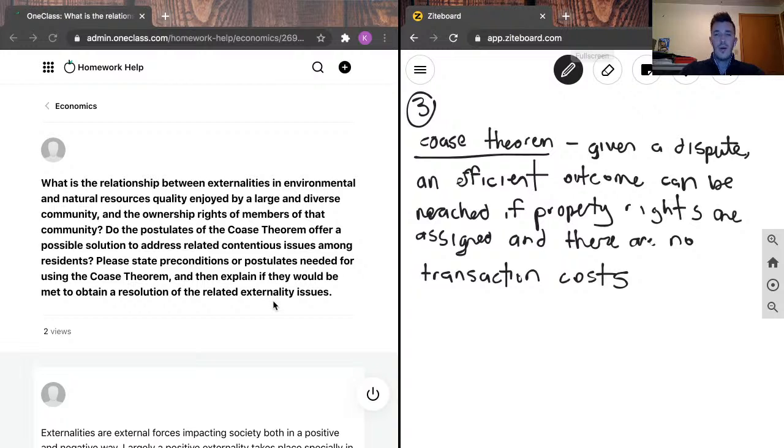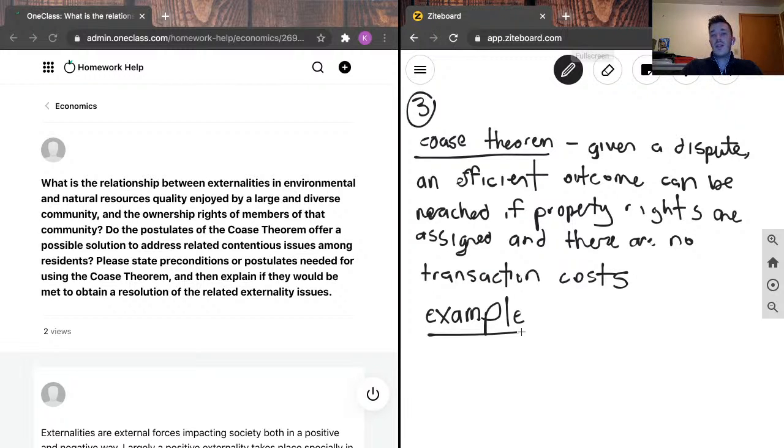So for example, you can think of a situation where, say, a family has a river in their backyard and there's a factory upstream that is polluting the river. Obviously, the family doesn't want the river polluted. There's going to be less fish. It's going to lower property values, etc. And the factory upstream also wants to pollute the river because it allows them to produce more of their product, whatever.